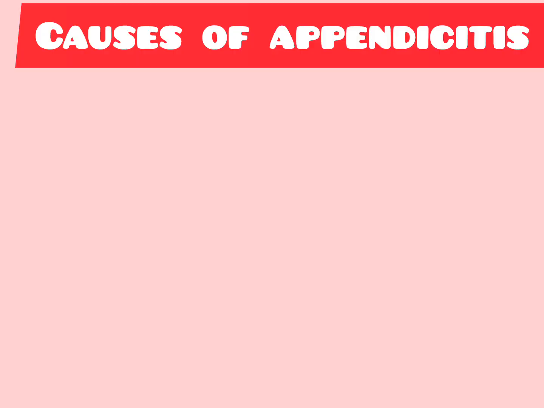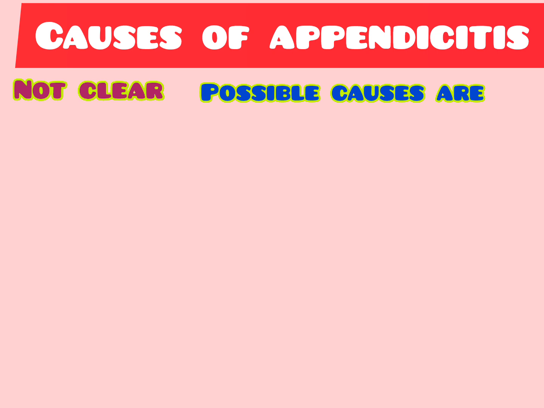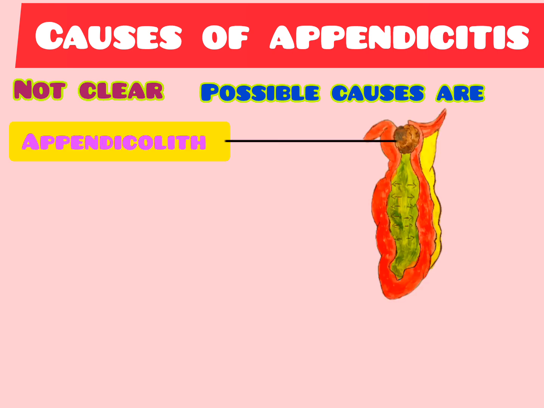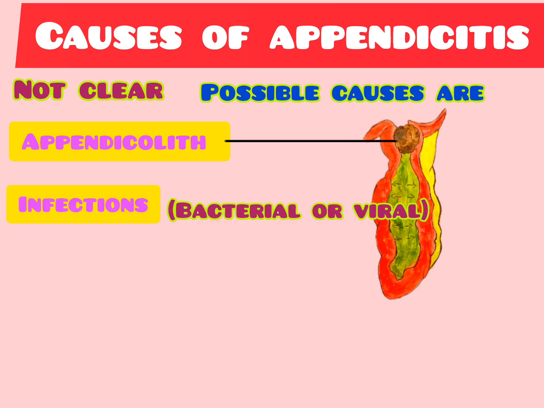Let's see the causes of appendicitis. In many cases, the cause is not clear, but possible causes are appendicolith. It means a hard lump made when feces and minerals clump together. Infections. It can be bacterial or viral, in the digestive tract or somewhere else in the body.